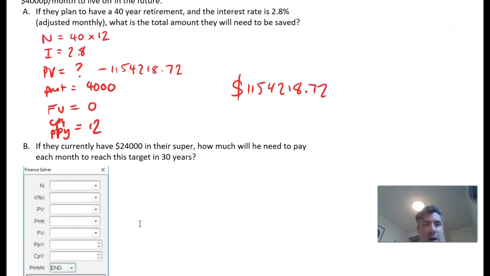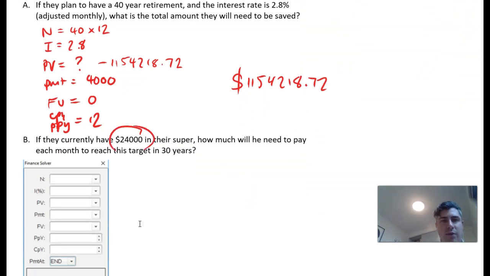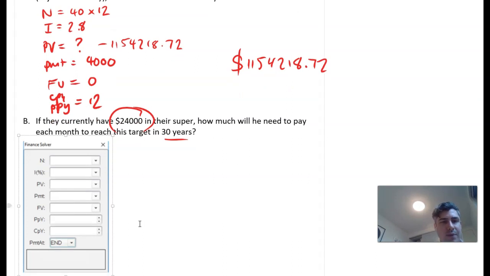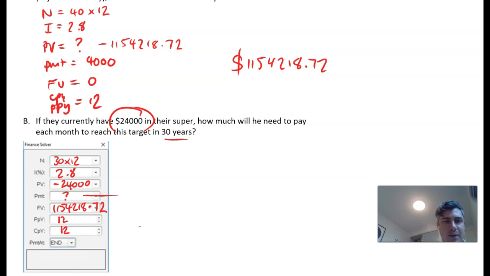Okay, if they currently have 24,000 in the super, how much will they need to pay to reach that target in 30 years of saving? So we've got 30 years at 2.8%. We've already got 24,000 in the fund. We don't know the payment. FV is the target, so FV is a positive 115,418.72. PPY and CPY are 12 and 12. So let's find out what that is there.